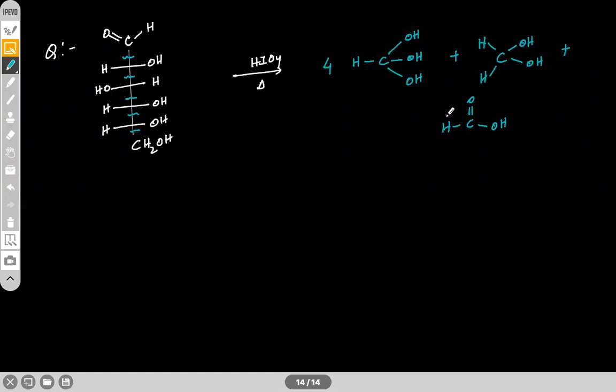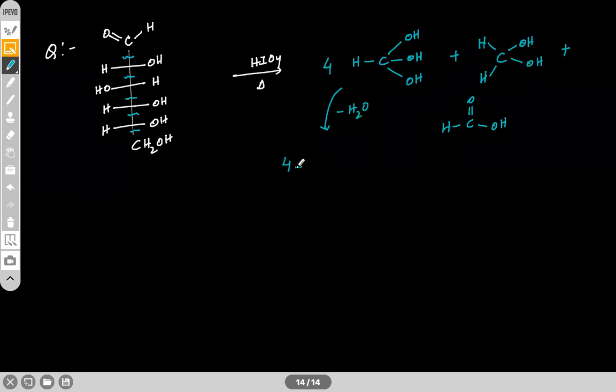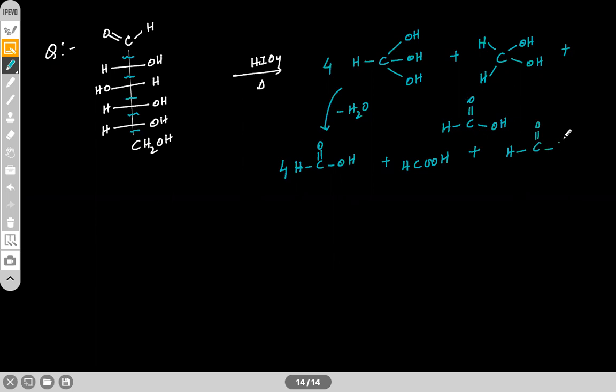Yes, sir. Correct? Now, on this, what happens? H2O comes out, formic acid. And you get four moles of this, H, C double bond O, OH, with one mole already present. So we get total how many? I shall write down four only because this reaction I have written, plus HCOOH already there, this one, plus this one gives you formaldehyde, which is this. Hence the answer for this question is, we get five molecules of formic acid and one molecule of formaldehyde.